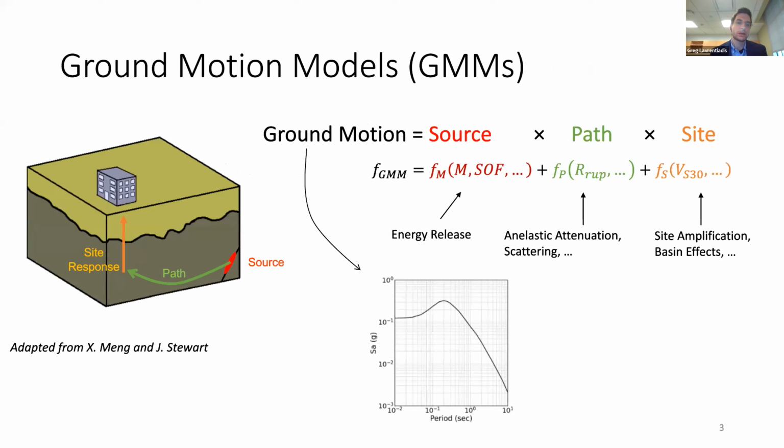So as we are all familiar, ground motion models are nothing more than a simple statistical model whose goal is to describe the effects related to the source, path, and site that control the ground motion. And it achieves that by using simple parameters as proxies, such as magnitude, style of faulting, and rupture distance, to quantify effects like the seismic energy release at the fault, anelastic attenuation, scattering, and so on.